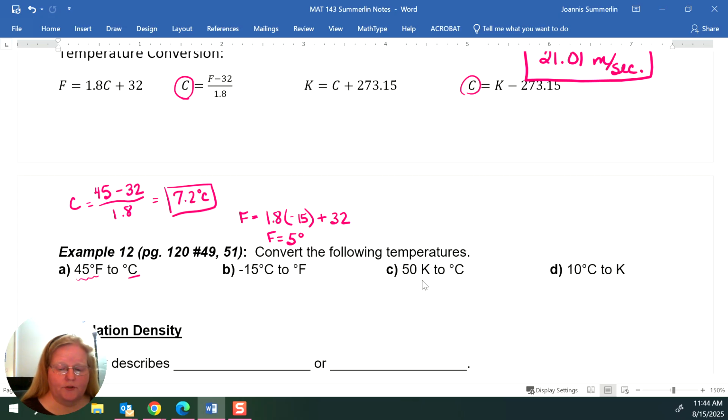For the next one, go from Kelvin to degrees Celsius. We want Celsius, so we're using this formula. So we have C equals 50 minus 273.15. That's just a minus sign. So that's going to give us Celsius equals negative 223.15 degrees.